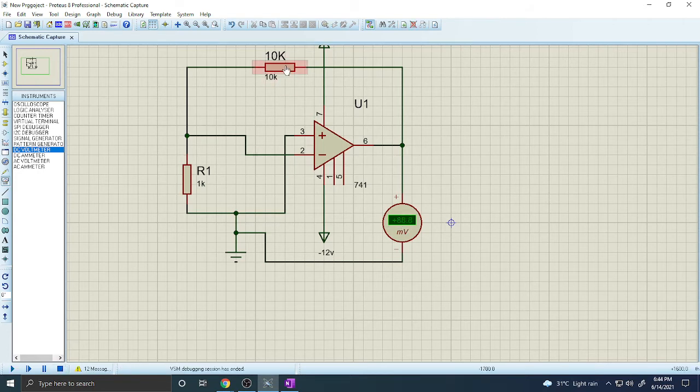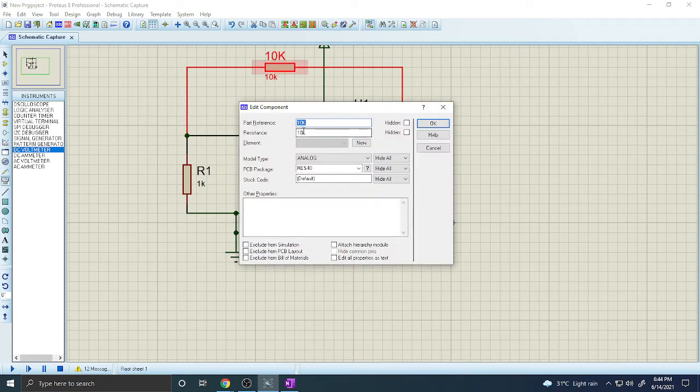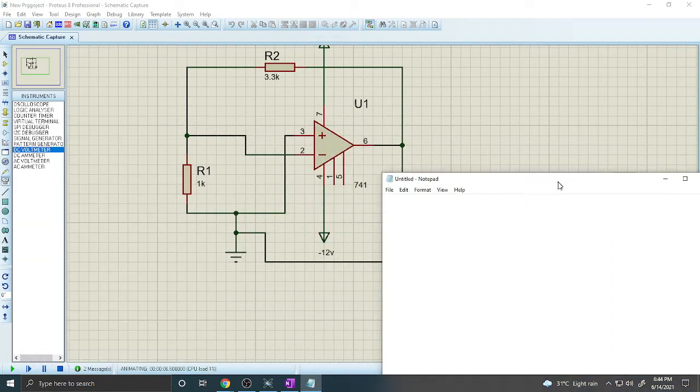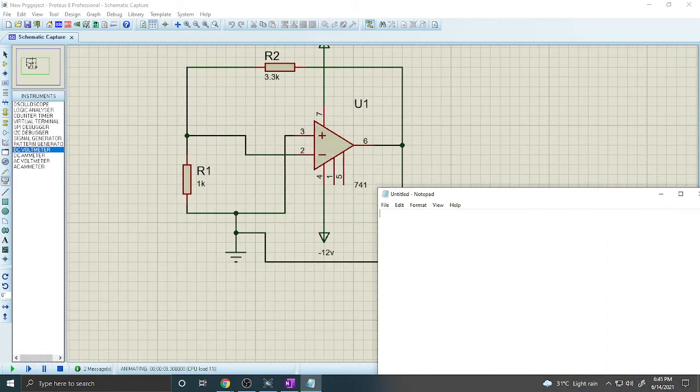Now we change this resistance value. The name here is basically R2, and we set this value to, say, 3.3 kilo ohm. For a different value, run the simulation again. Here a table is mentioned: this is the R1 value and this is the R2 value, for this 1K, for this 10K, and here we mention our output voltage, V01. For V01, the value we get is 12.8 millivolt.